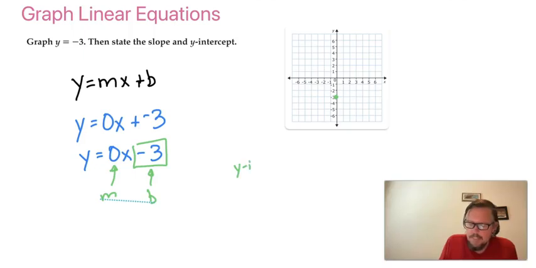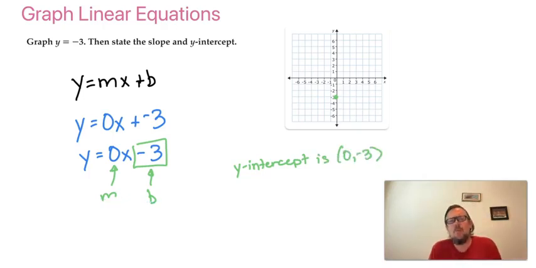The problem asks us to state the slope and y-intercept, so let's do that. The y-intercept is 0, -3. But what's the slope? Well, if m is 0, that means the slope is 0. So what does a line look like with a slope of 0?